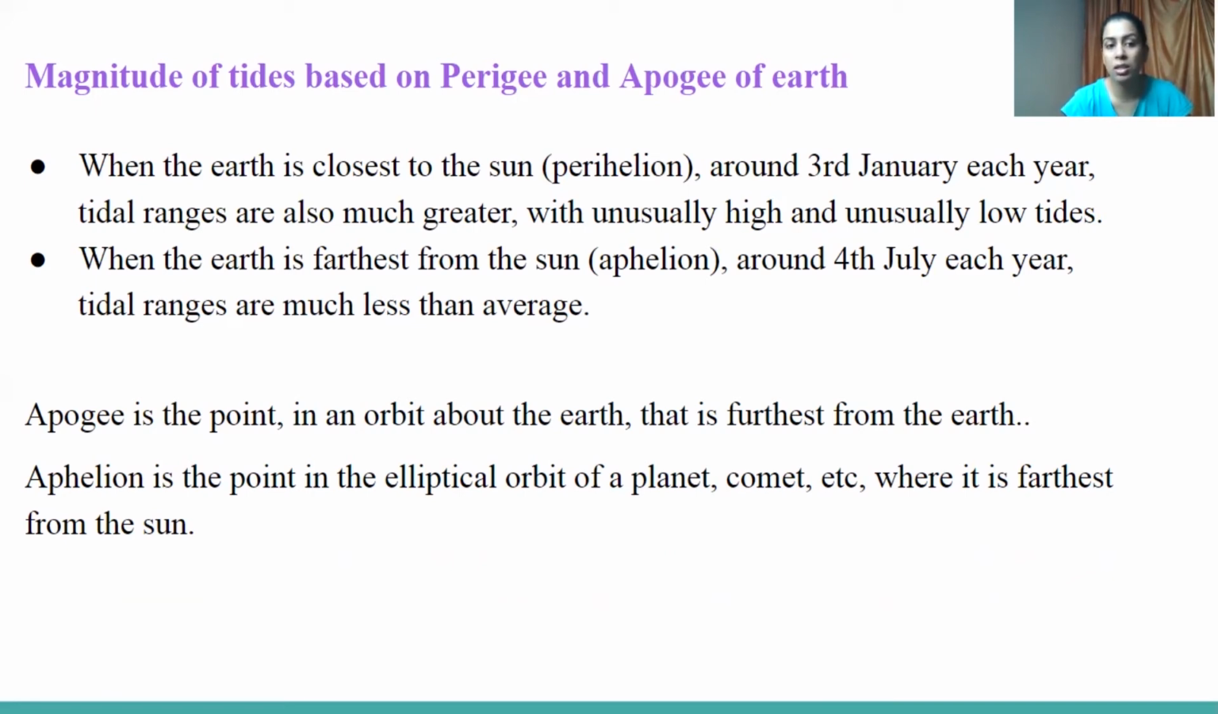What is apogee? It's the point in an orbit around the earth that is farthest from the earth. And aphelion is the point in the elliptical orbit of a planet, comet, etc., where it is farthest from the sun.